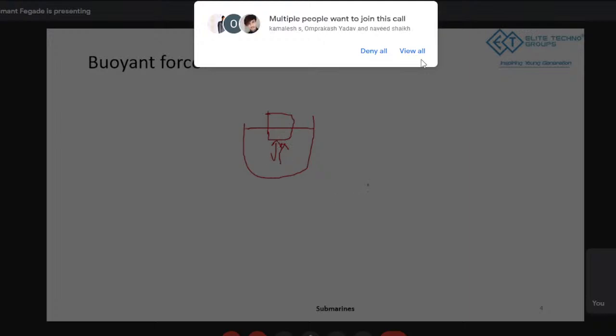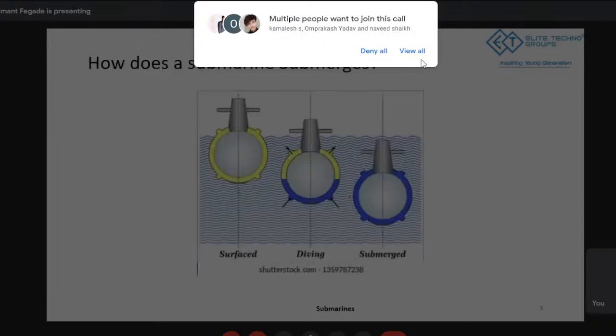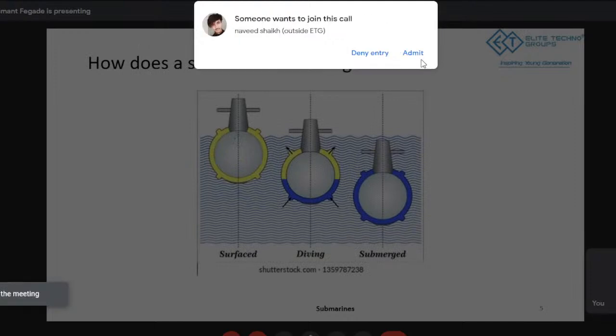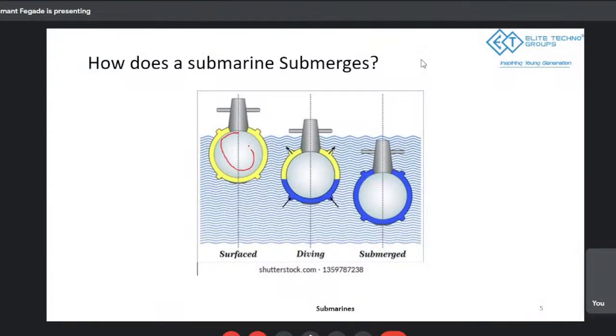Now how is this implemented in submarines? Basically, when a submarine is surfaced, there are two components in a submarine. One is the inner hull, which you can see over here, and one is this outer hollow shell, right?